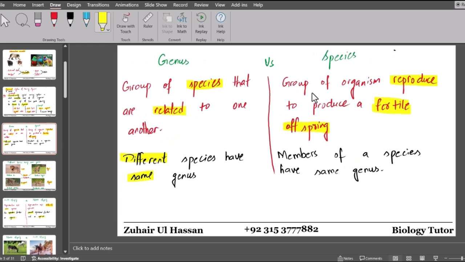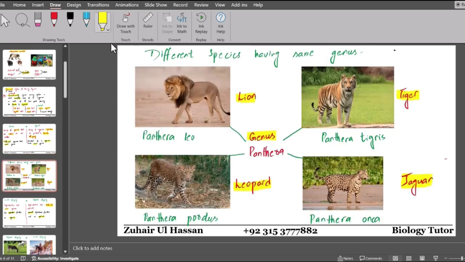Now coming back to the species: a group of organisms that reproduce to produce a fertile offspring. Members of a species have the same genus. For example, in this slide, you can see there are different species present. If we talk about only one species, such as the lion, members of all lion species would have the same genus. Similarly, for all other species, members of a species would have the same genus.